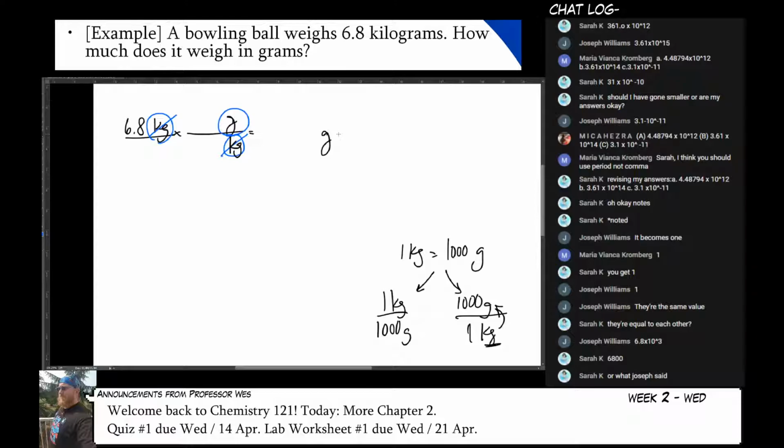And now I can plug in all the numbers based on the relationship that I selected, which was this one. So there are 1,000 grams per kilogram. And now you just punch in all the numbers. 6.8 times 1,000 divided by 1. 6,800 grams.